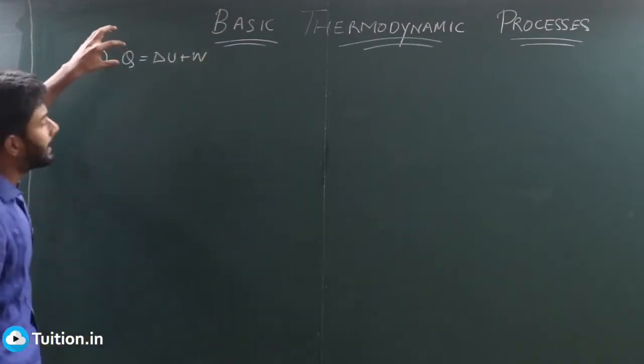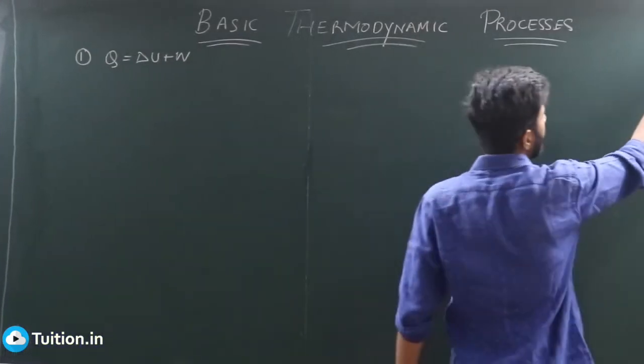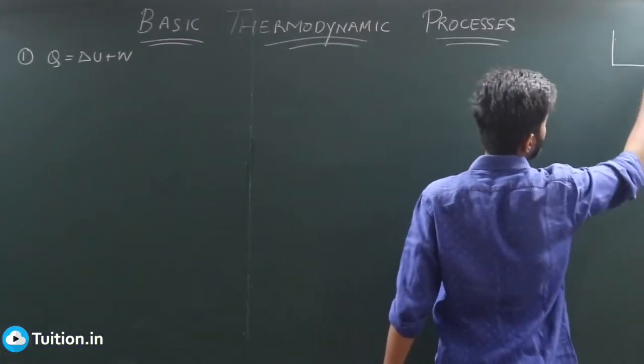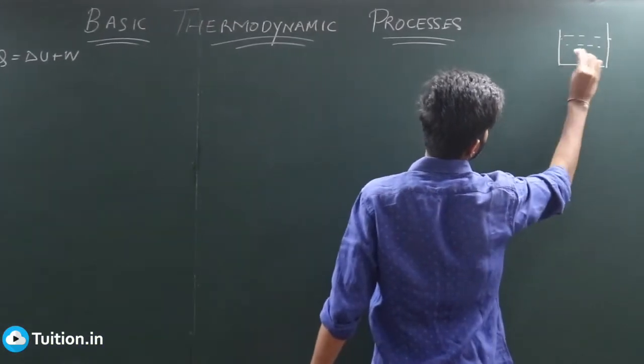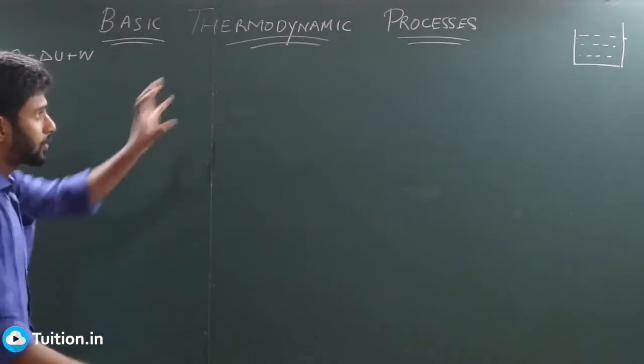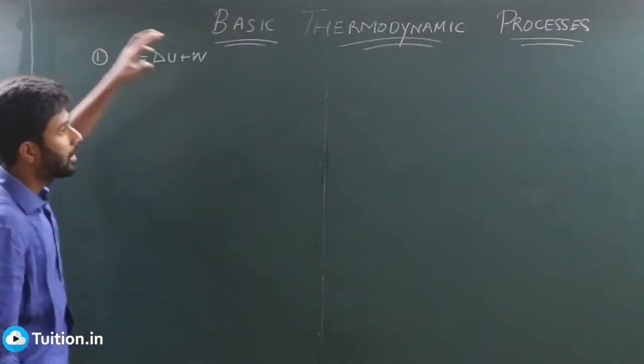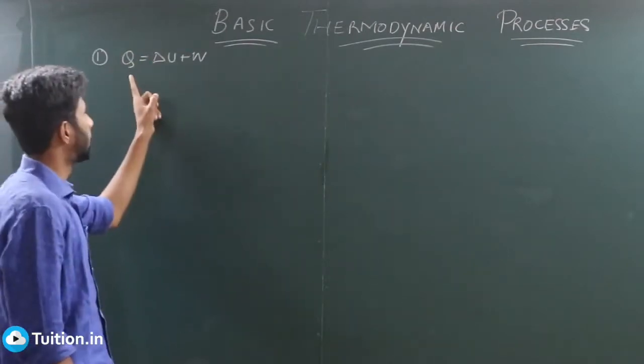where Q is the heat given to a system. So let's see what our system is first of all. Our system shall be nothing but a gas contained in a container. That's my system. If I give Q heat to the system, I'll have a plus Q. If I take out heat, it will be minus Q.